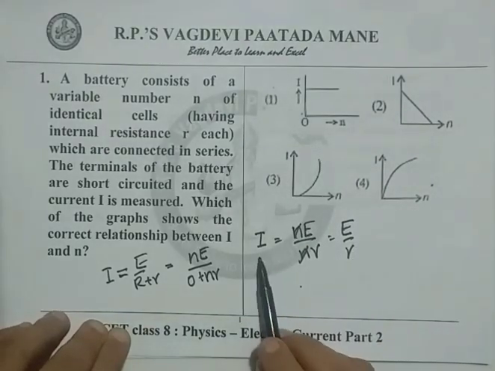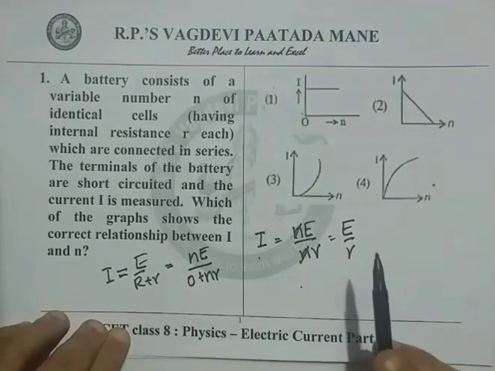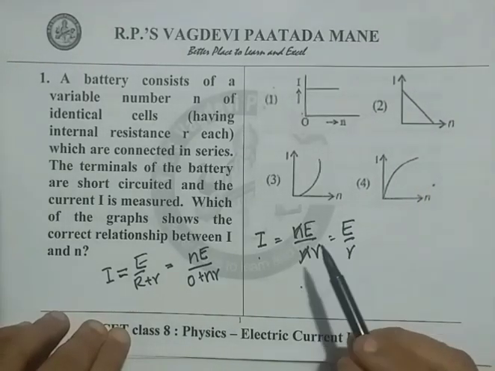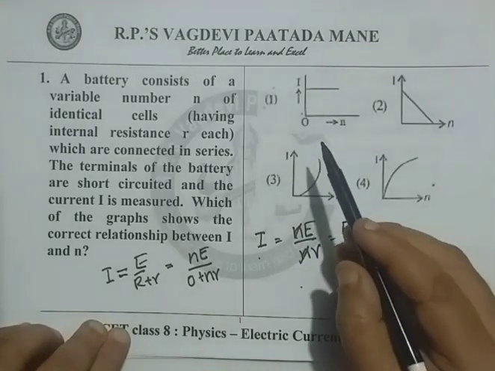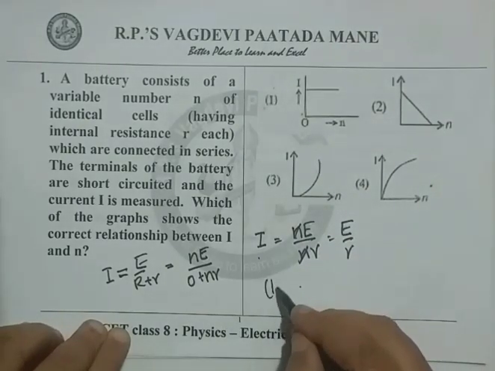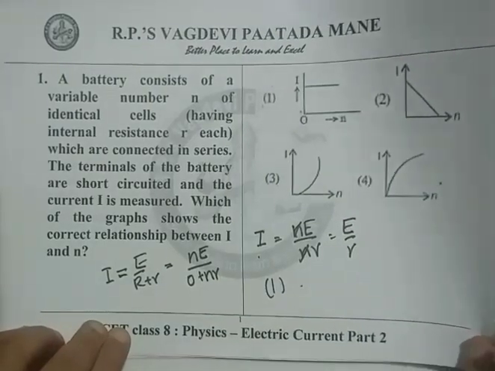That means I is independent of N. That means I remains constant irrespective of the number of cells in the series. Therefore, option 1 is correct.